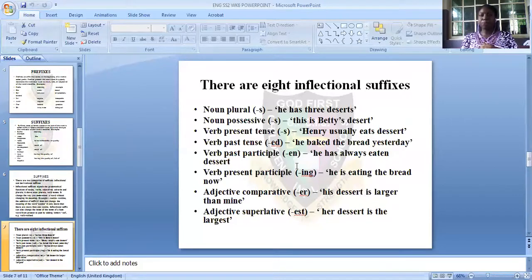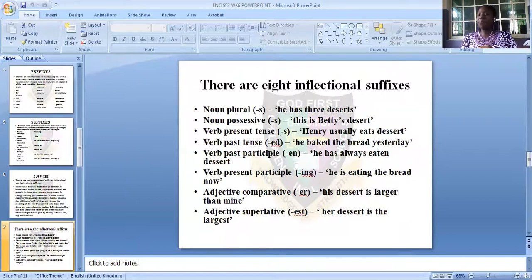Number 2, noun possessive s. That's the s that we introduce with the use of an apostrophe to show possession. Noun possessive s. This is Betty's dessert, to show that the dessert belongs to Betty.